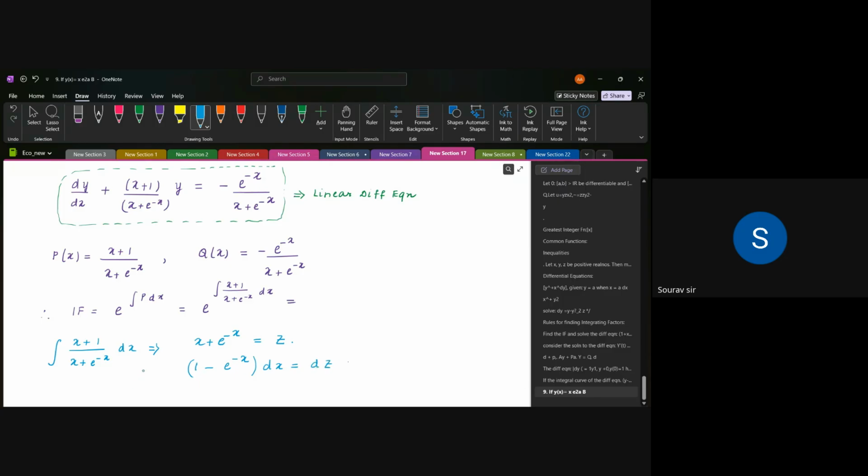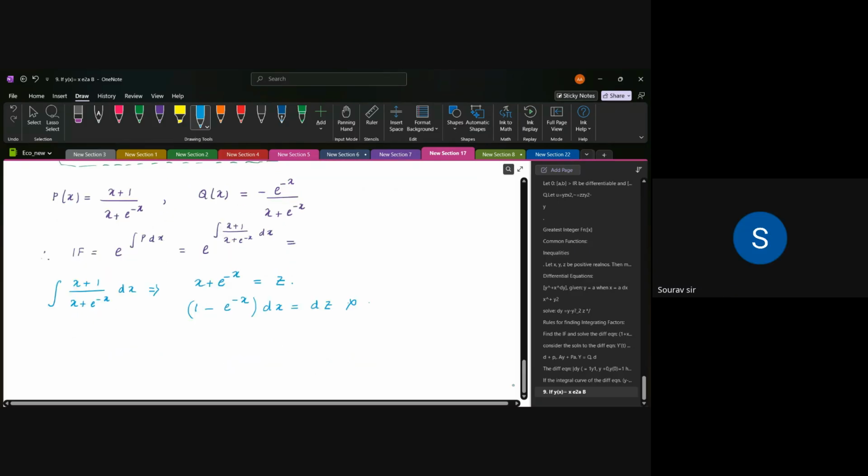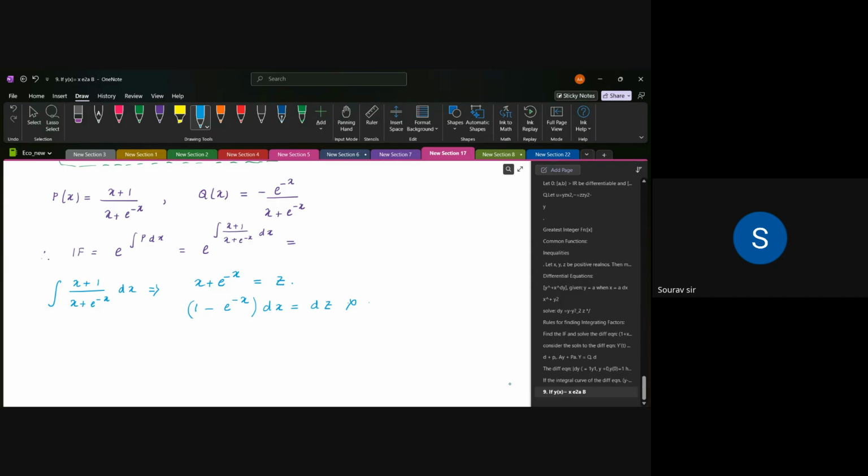Now, how do I substitute it back? The denominator, but x plus 1 is there in the numerator, right? How do I get that? Yes, this won't do it. Yes, correct, this might not work. Anything else that we can do?